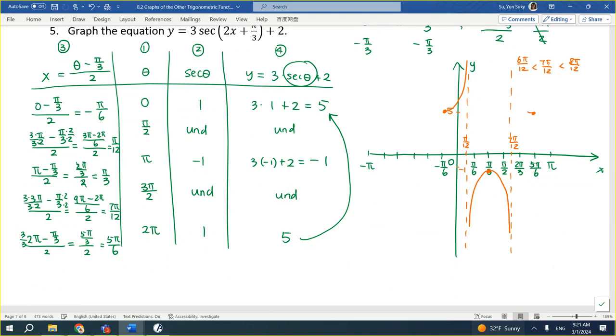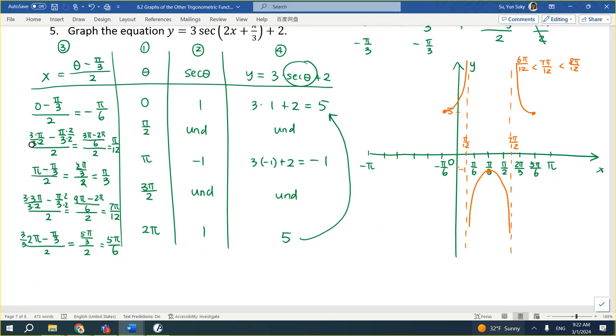So who's the upper point? Approaching the lines. So this is one period. Is that okay, everybody? This is one period. We plot the points and connect them smoothly. And in the exam, I will usually ask you to draw two periods.